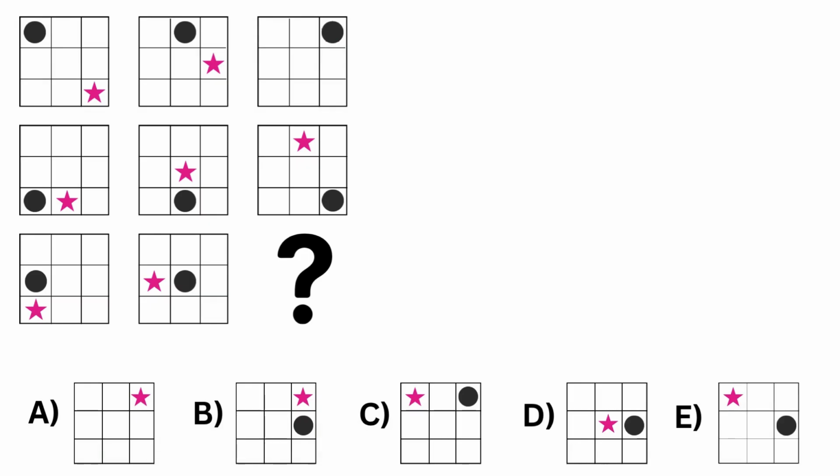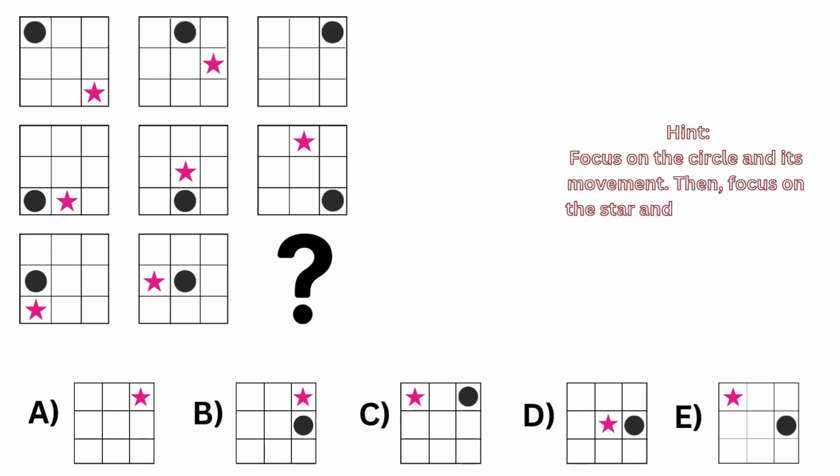In this matrix, there are 2 main rules to consider. First, let's look at the circle. As we move across each row from left to right, the circle stays in the same row, but shifts one column to the right with each new frame. Now, let's examine the star. Across each row, the star remains in the same column, but moves up one row in every successive frame.